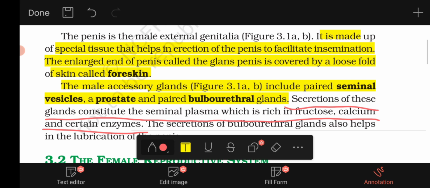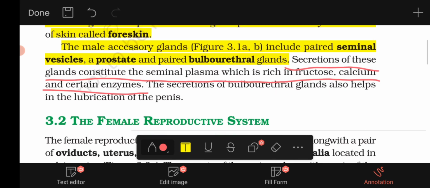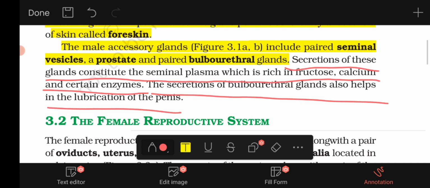and some of them prevent coagulation inside the human reproductive tract, so that there is easy and smooth passage of these sperms. And bulbourethral glands just help in lubrication of the penis. The secretion of bulbourethral glands also helps in lubrication of the penis.